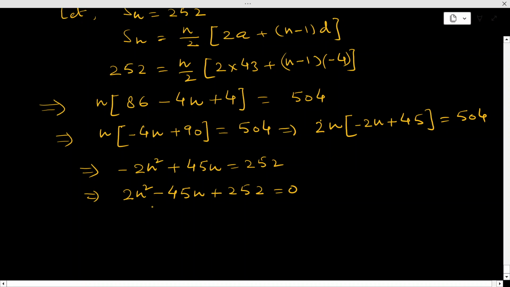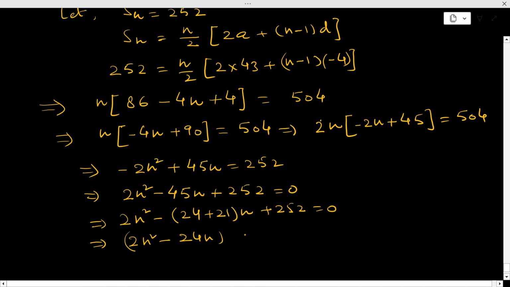So we can easily factorize it. So we can write this as 2n square minus, you can write this as 24 plus 21n plus 252 is equal to 0. So this will give you 2n square minus 24n minus 21n minus 252 is equal to 0.